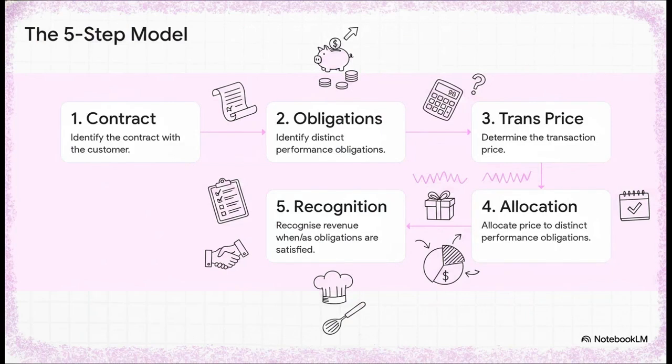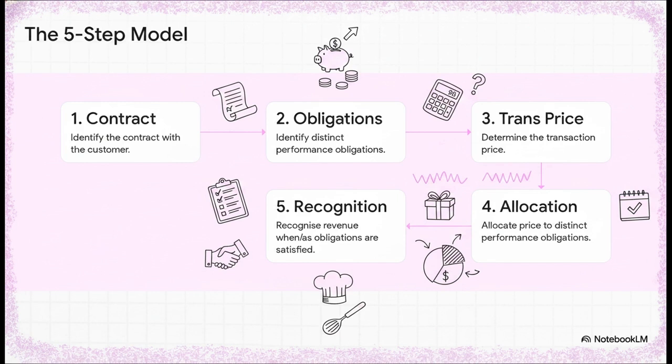To figure out exactly when that control transfers, IFRS 15 mandates this step-by-step recipe. Step 1, identify the contract with the customer. Step 2, identify the distinct performance obligations. Basically, what exactly did you promise to deliver? Step 3, determine the transaction price, and always keep an eye out for variable consideration there. Step 4, allocate that price to those distinct performance obligations based on their standalone selling prices. And finally, Step 5, recognize revenue when or as those obligations are satisfied.